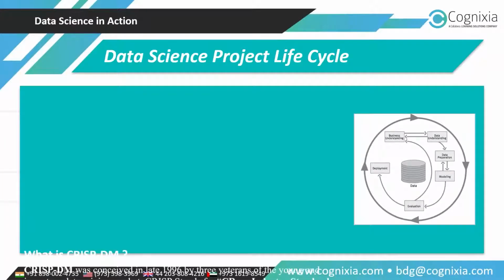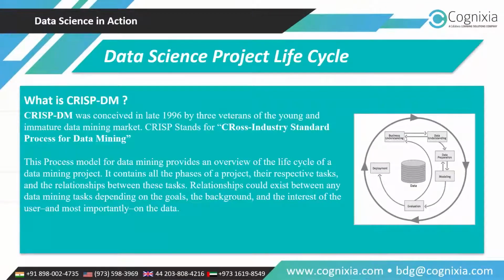The CRISP-DM process model was invented in 1996, and at that point in time, the challenge was that different organizations were using different approaches to work on data mining or data science projects. There were no standards or common approach available to implement a data science or machine learning project end to end. So there was a requirement to come up with a standard approach, and this model was invented.